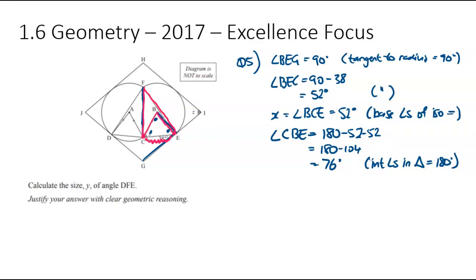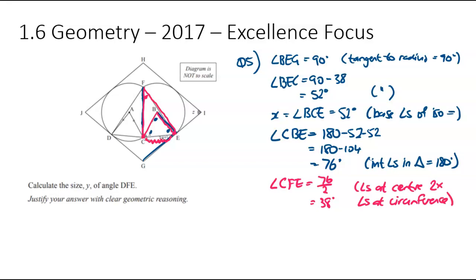So we're going to use the twice at the center rule to get us to this angle up the top here. But that's not all of y, which is going to be the issue. So let's get into that. So angle CFE is going to be equal to 76 divided by 2, which is 38 degrees. And our reasoning, angles at the center are 2 times the angles at the circumference.